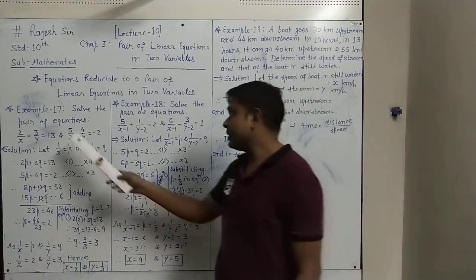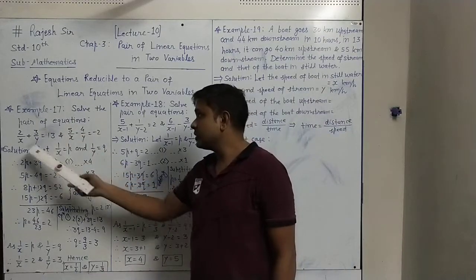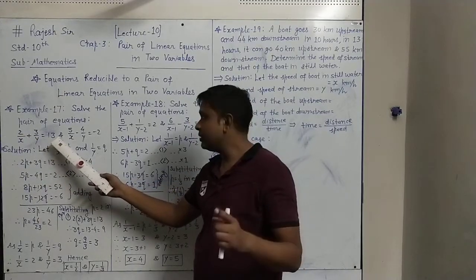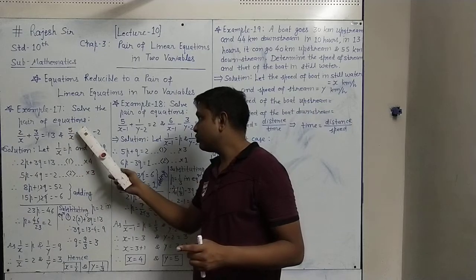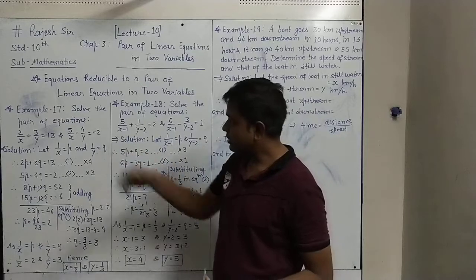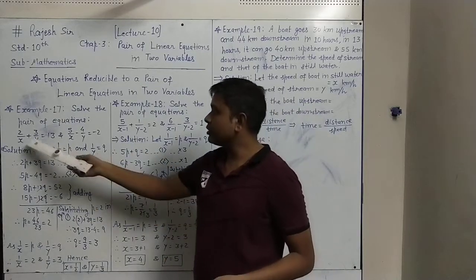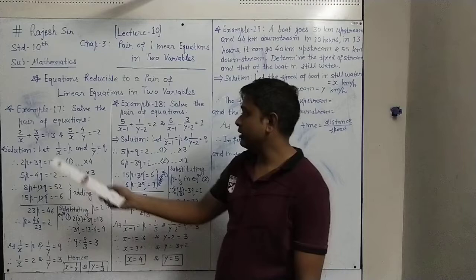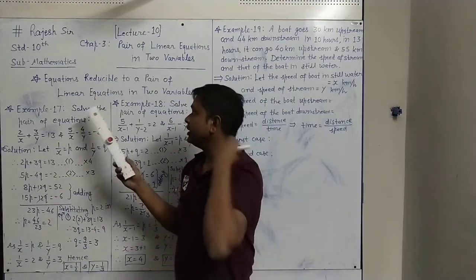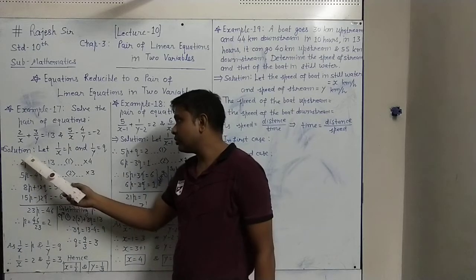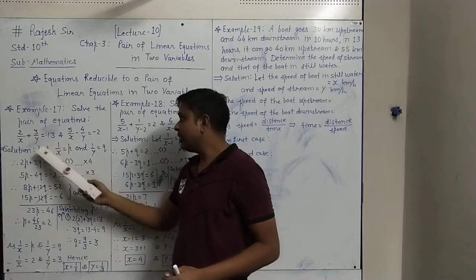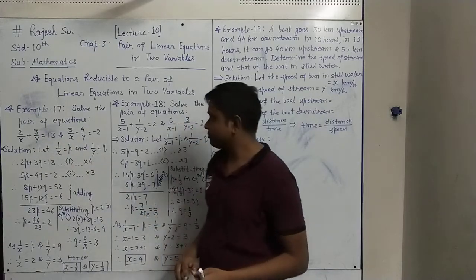So we have example 17, solve the pair of equations. This is 2 upon x plus 3 upon y equal to 13, the first equation. And 5 upon x minus 4 upon y equal to minus 2, the second equation. As the expressions are typical, with the variables x and y in the denominator, to reduce it to a pair of linear equations we start the solution like this: let 1 upon x equal to p and 1 upon y equal to q.